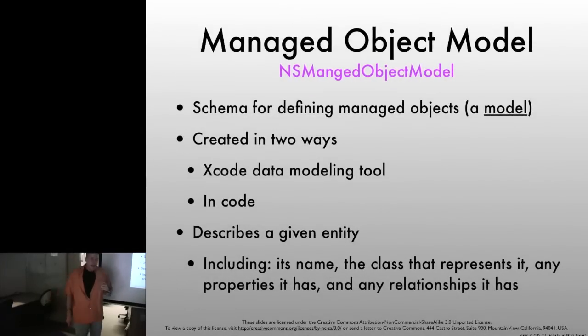So the NSManagedObjectModel is basically the schema that you use that defines your managed model. There's a reason that the suffix is model, because this is your model. NSManagedObjectModel is your model, if you think of it in terms of the MVC pattern. It's usually created in two different ways. Actually, it's only created in two different ways.